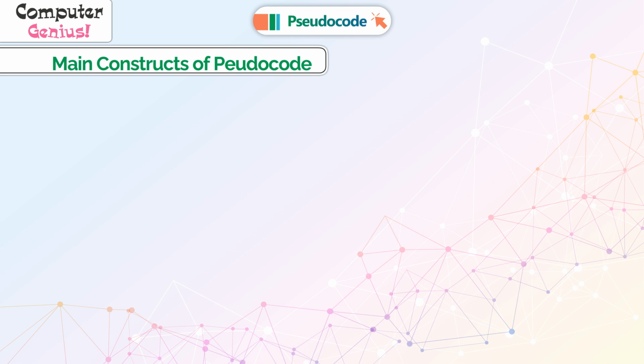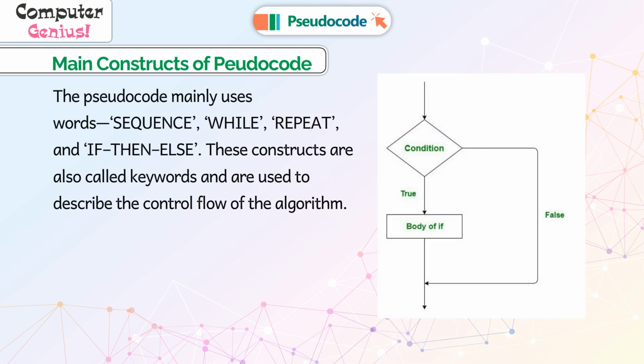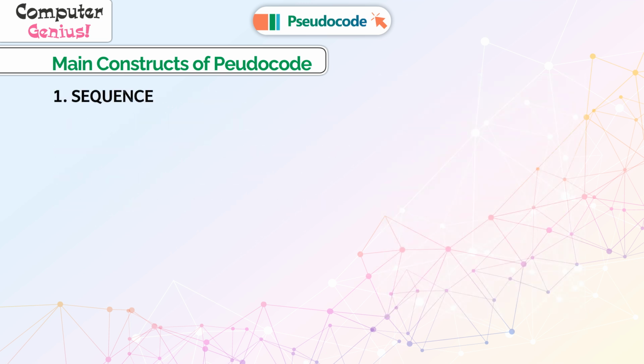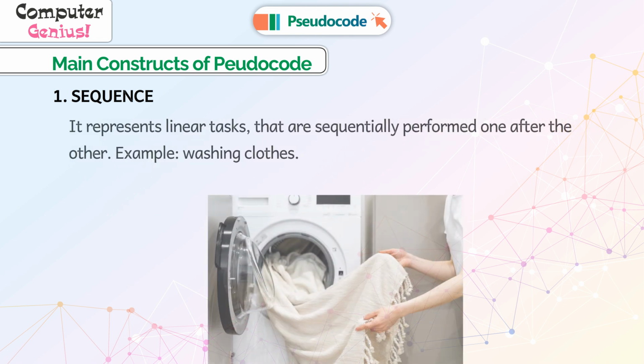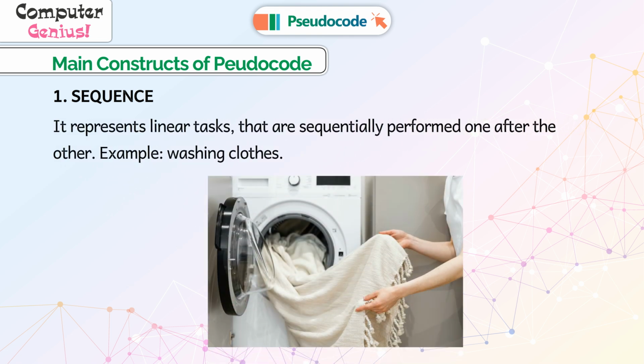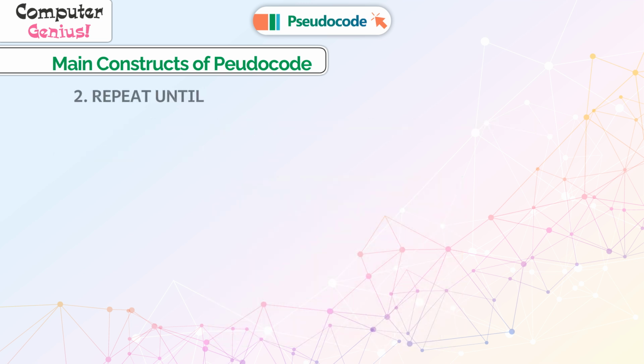Main constructs of pseudocode. The pseudocode mainly uses words: sequence, while, repeat, and if, then, else. These constructs are also called keywords and are used to describe the control flow of the algorithm. 1. Sequence. It represents linear tasks that are sequentially performed one after the other. Example, washing clothes.